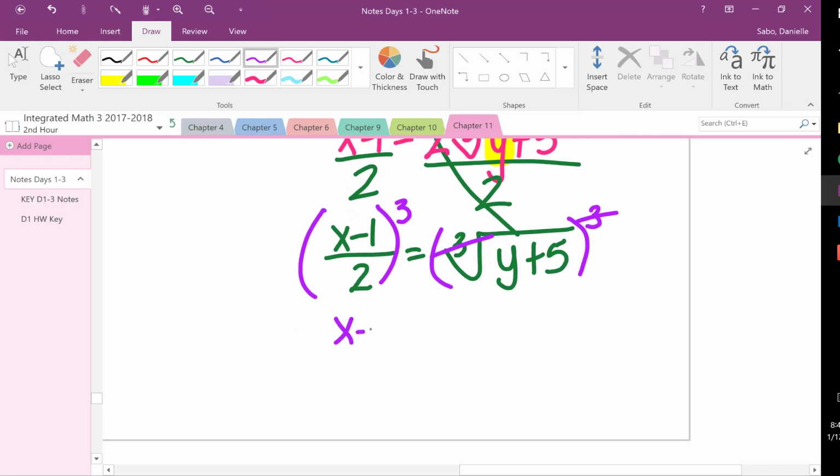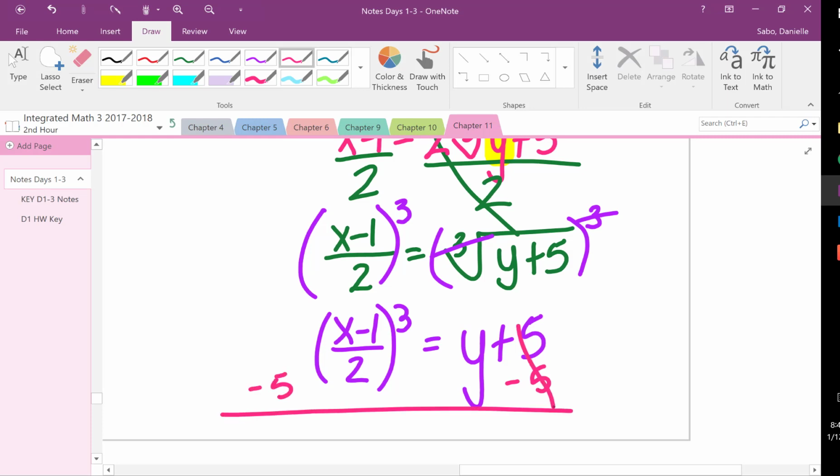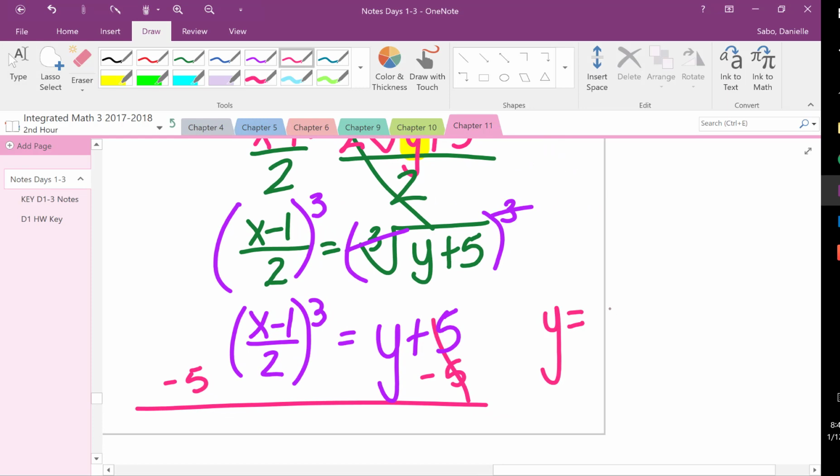So now I am left with x minus 1 all over 2 cubed equals y plus 5. Last and final step here is to subtract 5. And this is what I'm going to do again. I'm going all the way off to the side only because, obviously some of you do not need to do this, but some people like to subtract that negative 1 minus 5 because they think they're like terms, but they're not. Okay, so then I have y equals, sorry, I write really big, x minus 1 all over 2 cubed minus 5. That is the inverse.